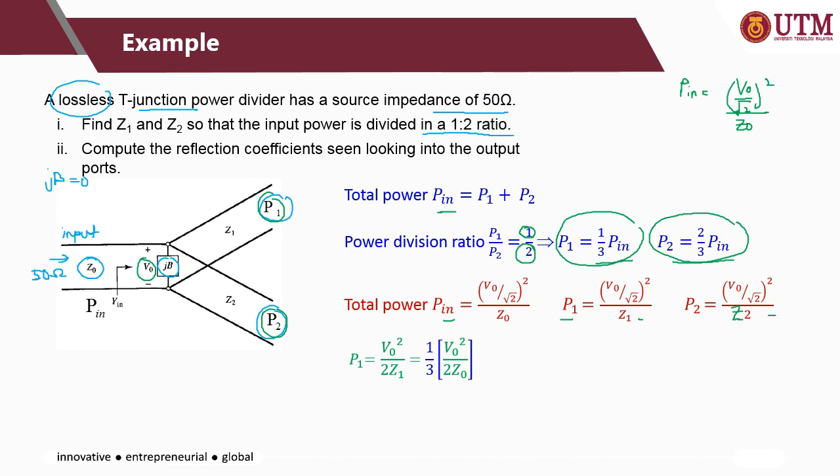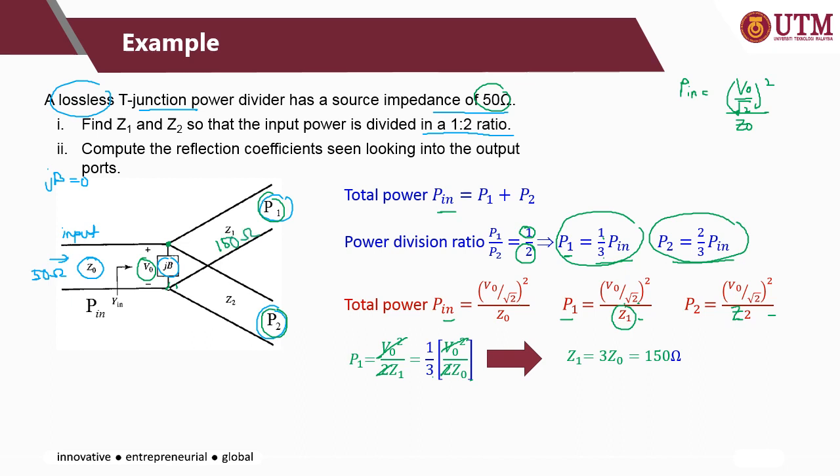So P1 equals V0 over square root of 2, squared, this is the VRMS, the supply voltage to port 1, over its impedance Z1, which is equal to 1/3 of P in, since port 1 receives 1/3 from P in. And P in is equal to V0 over square root of 2, squared, over Z0. From here you can cancel out V0, and you get Z1 equal to 3Z0, in which Z0 is equal to 50. So Z1 equals 150 ohm.